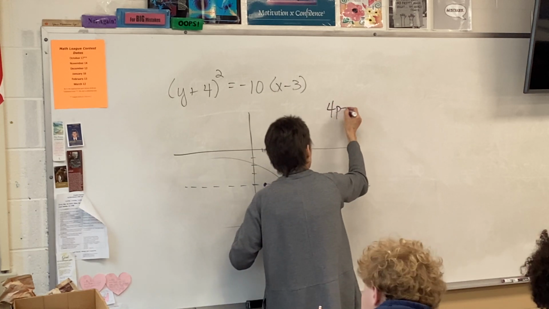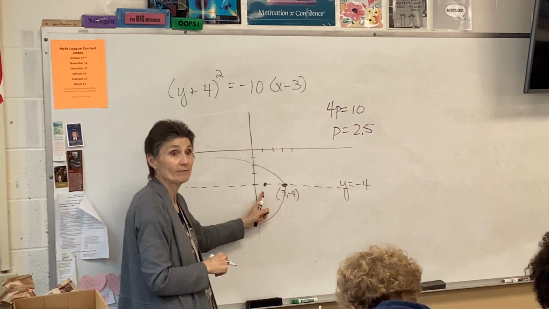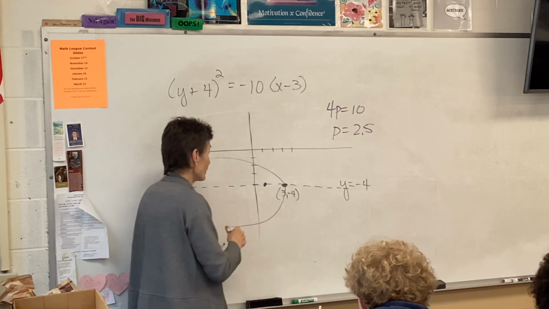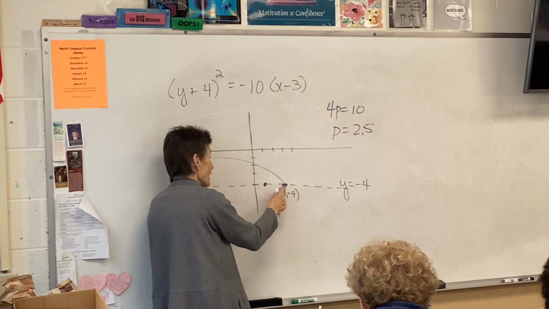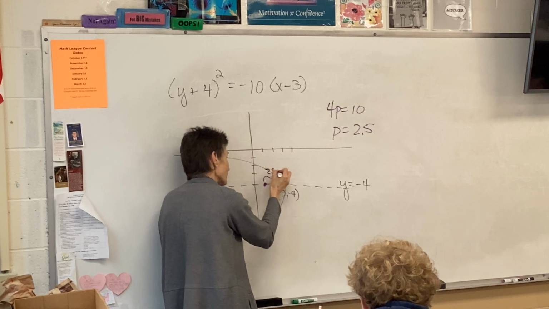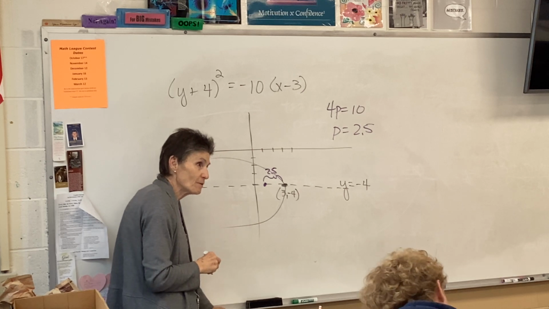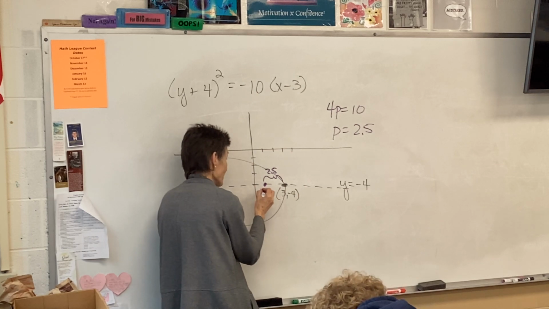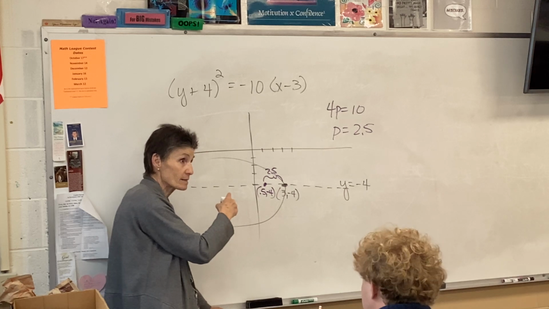4P equals 10. So P equals 2.5, 5 halves, however you want to think about it. So you're going to start right here at your vertex, and you're going to back up 2.5. Use your graph paper. If you back up 2.5, where are you? 0.5, -4. That's your focus.